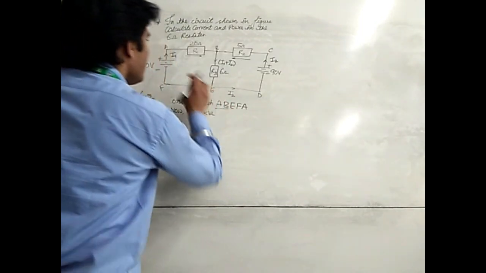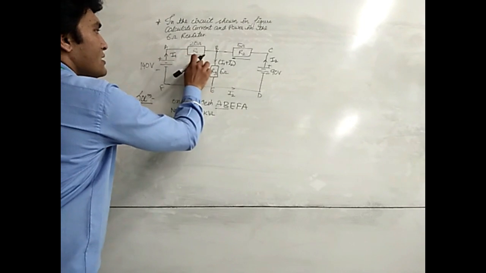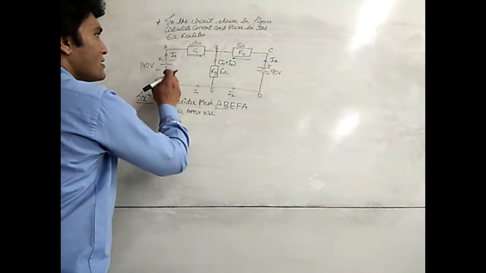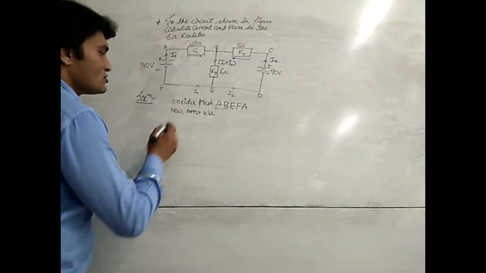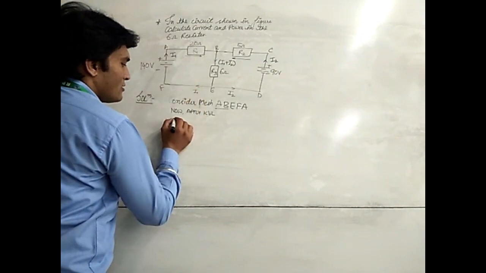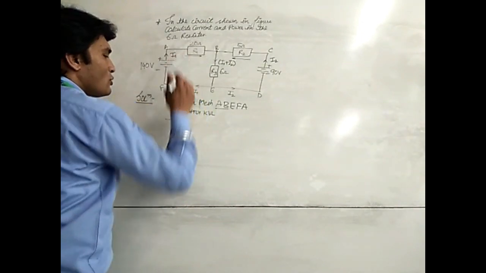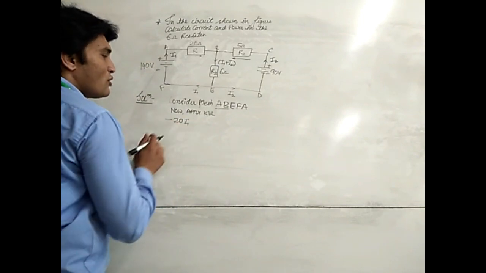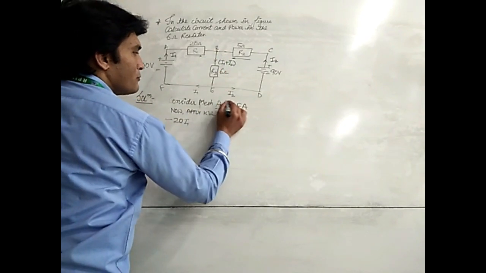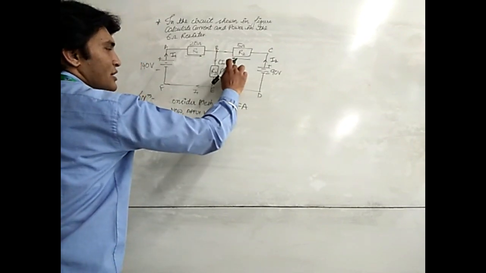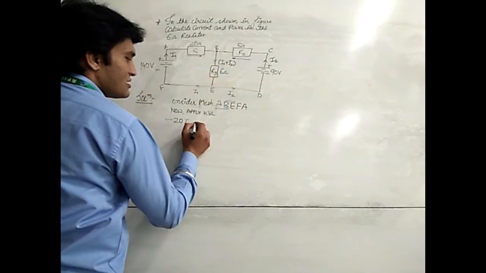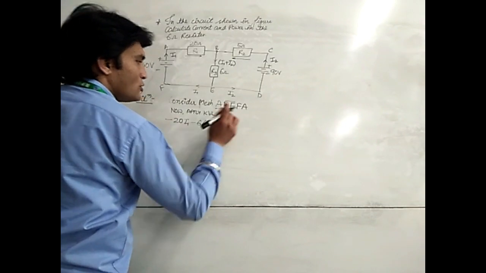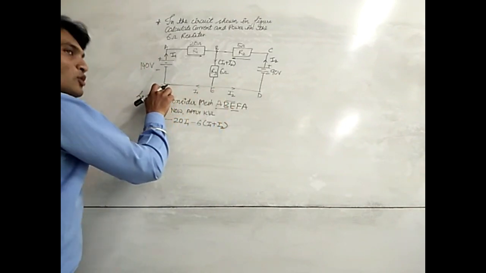From A to B, current is flowing in the same direction as we are tracing, so the sign will be negative. Voltage drop is 20 into I1. The value of resistance is 20, and I into R is called the voltage drop. Now from B to E, I1 plus I2 current is flowing through the 6 ohm resistance in the same direction, so minus 6 into I1 plus I2. Now from E to F, there is no element connected.